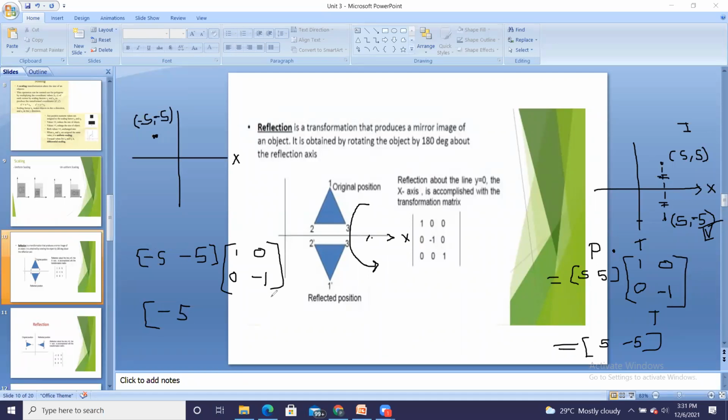Now this row and second column. So -5 into 0 is 0, and -5 into -1 will give you +5.